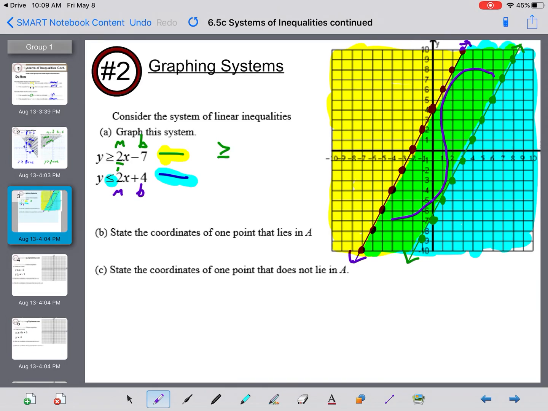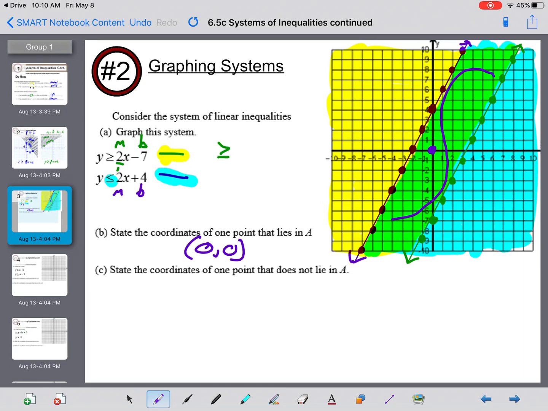across the solution set. State the coordinates of one point that lies in the solution set A. Well, doesn't the origin, right smack in the middle, lie in that green shaded region? So 0, 0. Now that's not your only correct answer. You have many different correct answers. Any point within that green shaded region would be part of the solution set.